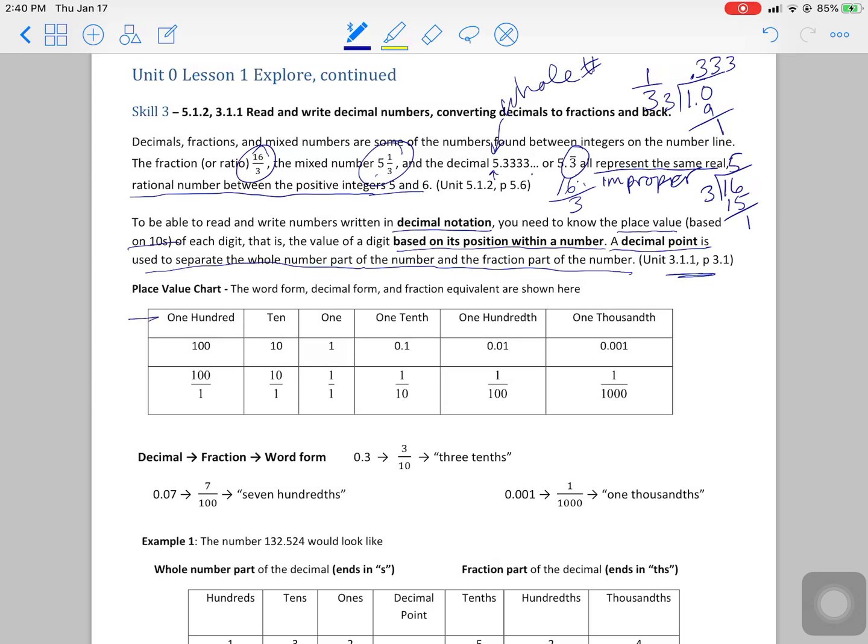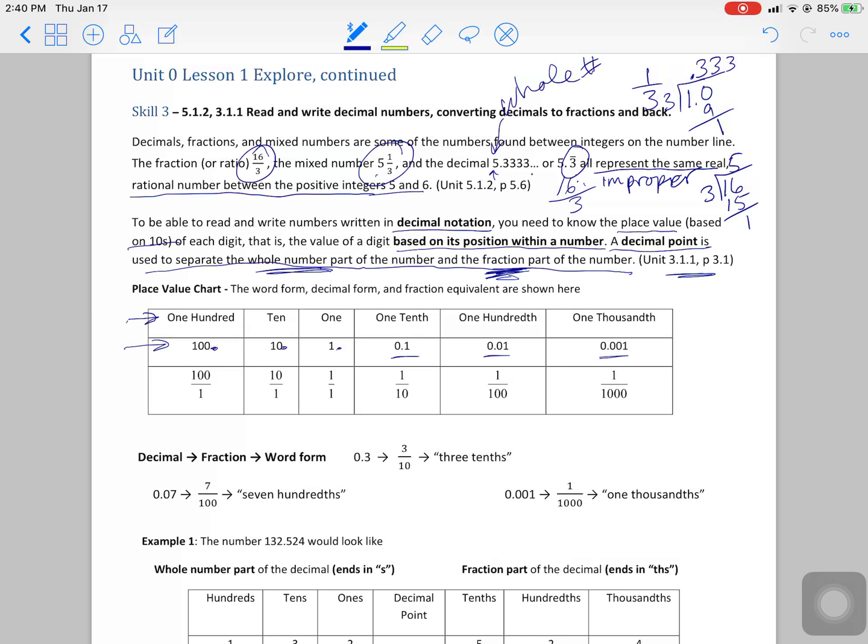So this little chart has the word form of the decimal. This has what's called the decimal form. Even if it's a whole number, 100, that's the decimal form. There is actually a decimal right here to the right of all whole numbers. We don't typically write that down unless there is more to the number to the right. So if you have decimals, they're on the other side, okay? So the decimals are the fraction part of the number. So to the right are the fraction parts, to the left is the whole number part of a decimal, okay?